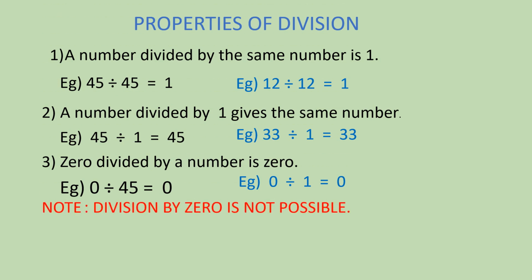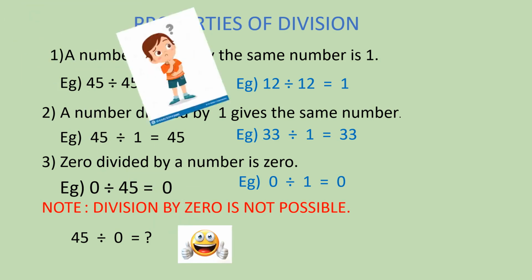Now there is a note for you. Division by 0 is not possible. Example, 45 divided by 0 is equal to what? I have 45 chocolates with me. I want to distribute among 0 children. That means no children are there. Can I distribute it? No, I cannot do division here because no distribution is happening here. Isn't it? So no answer for this.